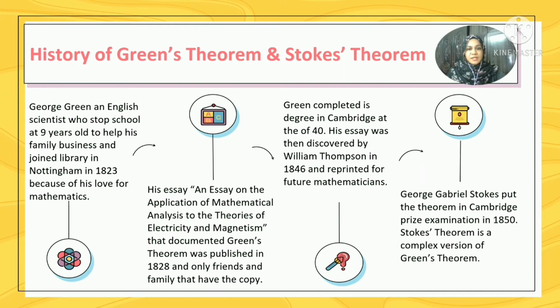The essay was then obtained by George Gabriel Stokes, and then he put the theorem in the Cambridge Prize examination in 1850. Stokes' theorem is a more general version of Green's theorem.